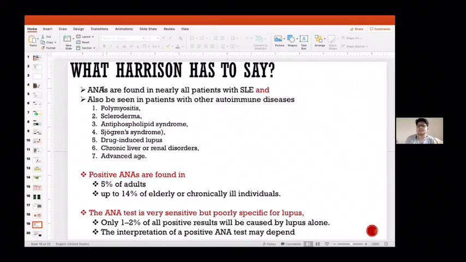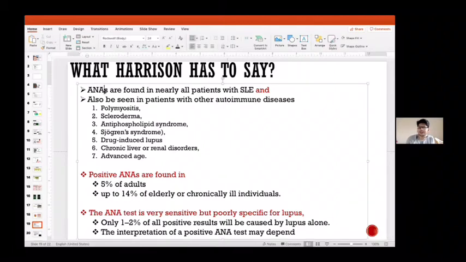So now this is what we all come to as a physician. What Harrison says about this ANA. I give my perspective being a rheumatologist. This is how I take my ANA and how I advise people on ANA. But what does Harrison say? So first thing they have written, ANA are found in nearly all patients with lupus. So 95 to 99% is found. It can also be found in patients with other autoimmune diseases. Which other autoimmune diseases? Like polymyositis, scleroderma, antiphospholipid, Sjogren syndrome, drug lupus, even chronic liver or renal disorder.